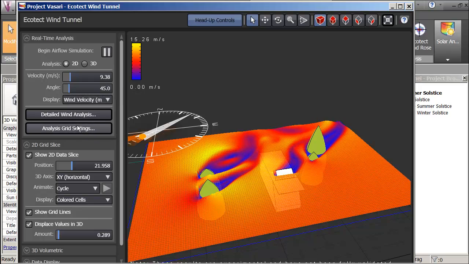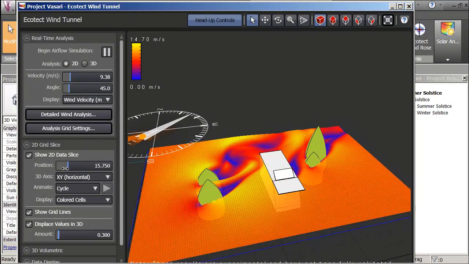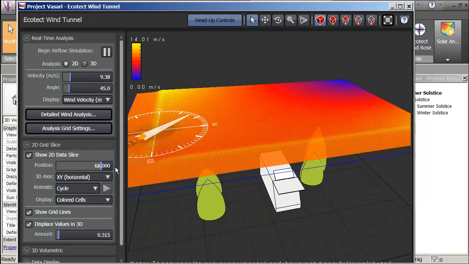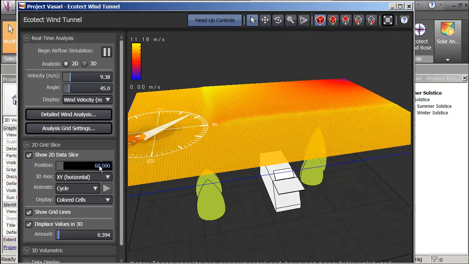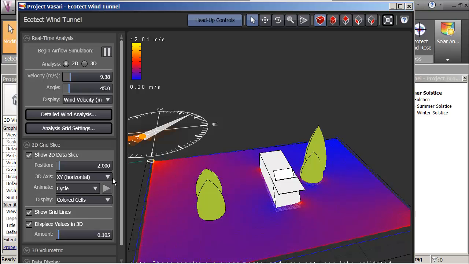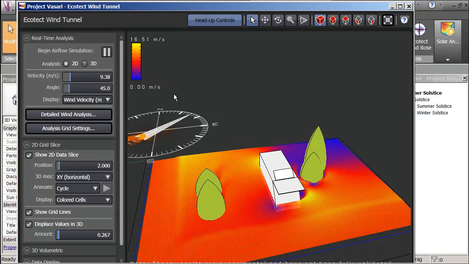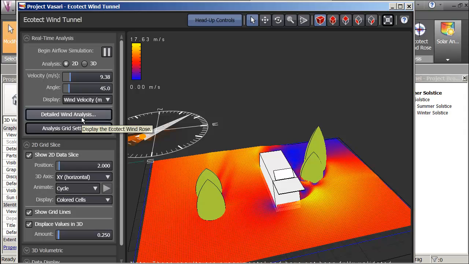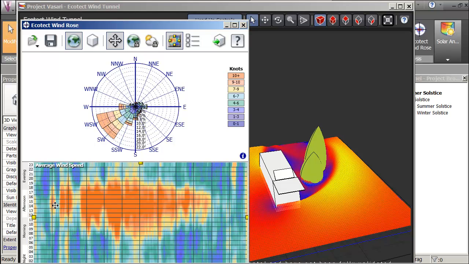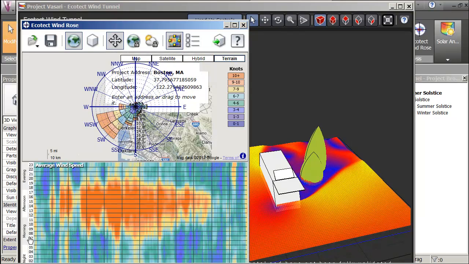I'm going to set the height of that analysis plane to about 2 meters, so it's close to the ground. So I'm going to click in here and just make that 2. It should set it at the right elevation. And then I'm going to look at the detailed wind analysis. This shows me the whole year, evening, afternoon, morning, and night.